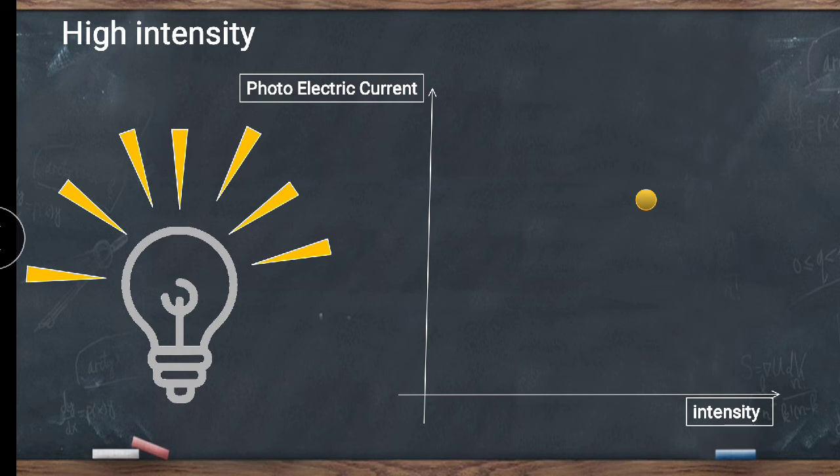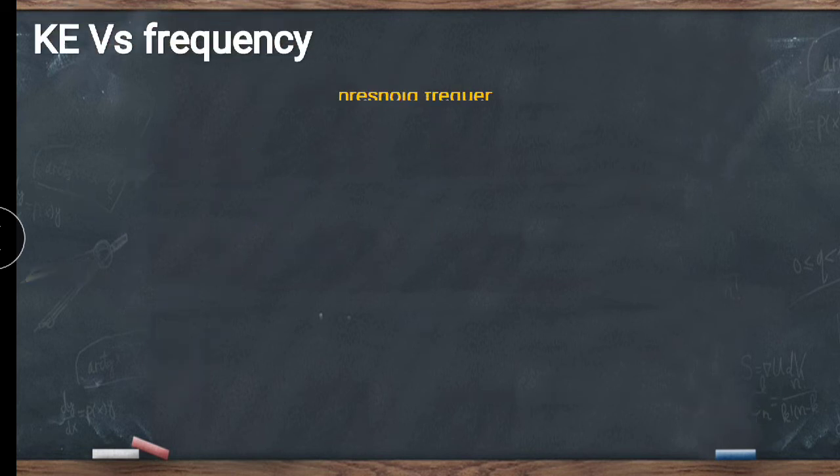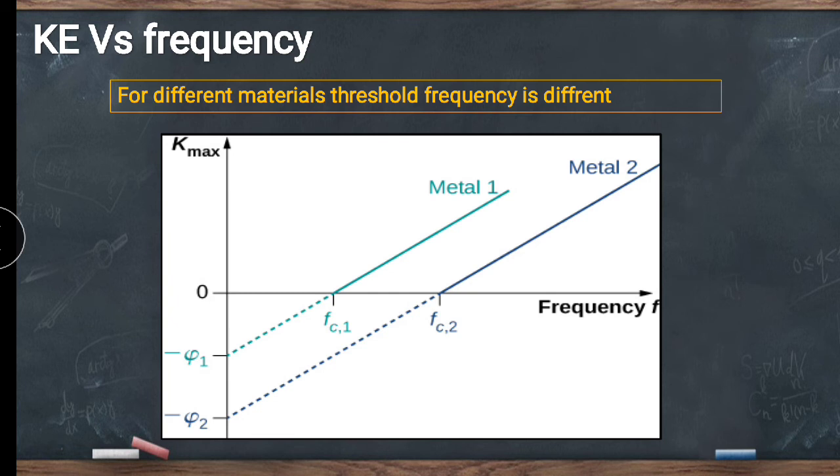Right, now we are heading toward the next slide. So friends, now in the next slide, which is kinetic energy versus frequency, you can see in this slide that we have plotted frequency on the x-axis and kinetic energy on the y-axis. Right, now you can observe here the graph for two metals, metal 1 and metal 2. Now we are going to observe the nature of the graph, that this is the origin. So when we increase the frequency.